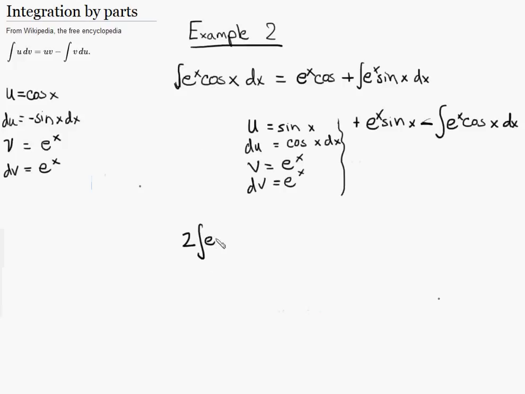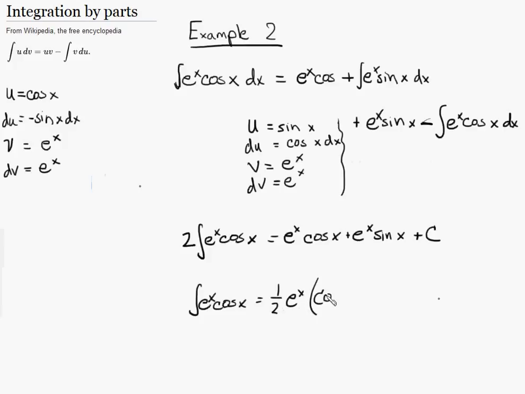2 integral e to the x cosine of x is equal to e to the x cosine x plus e to the x sine x plus our leftover constant c from this indefinite integral. If we divide by 2 again, then we'll have the integral of e to the x cosine of x is equal to 1/2 e to the x, that we factor out, cosine of x plus sine of x plus c.